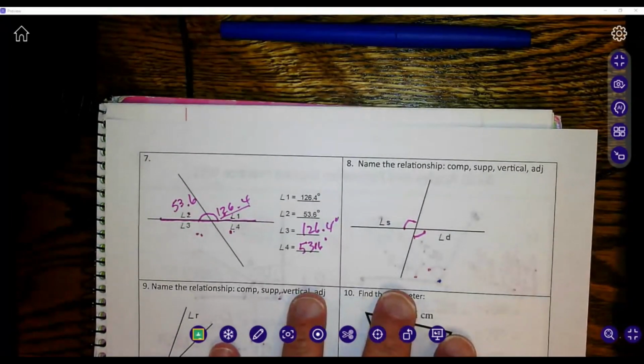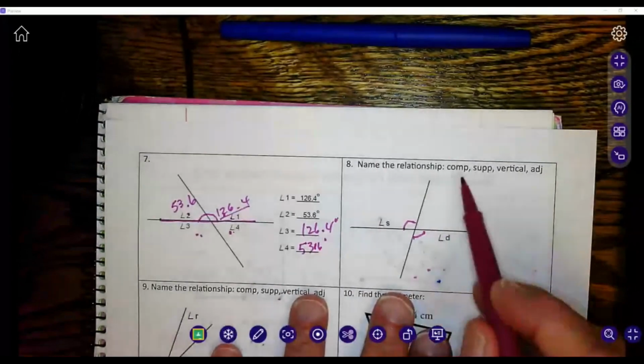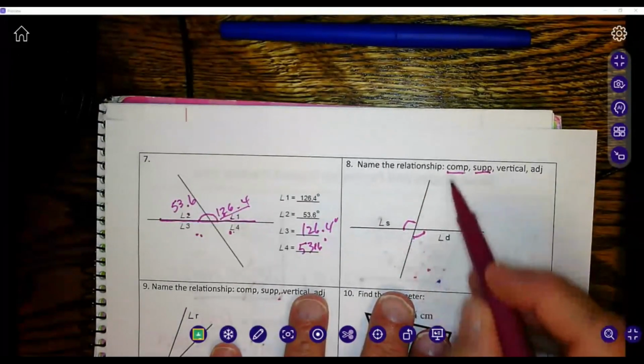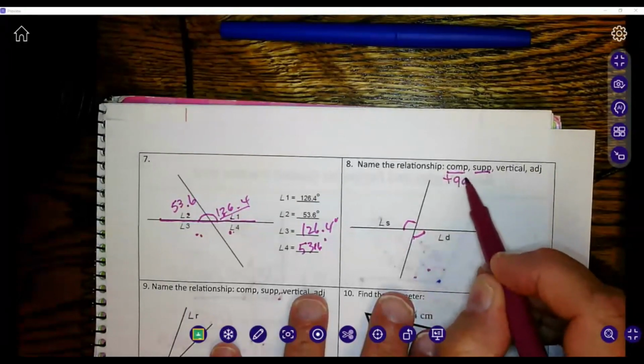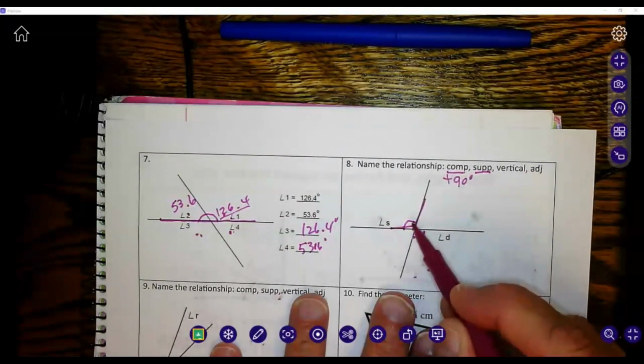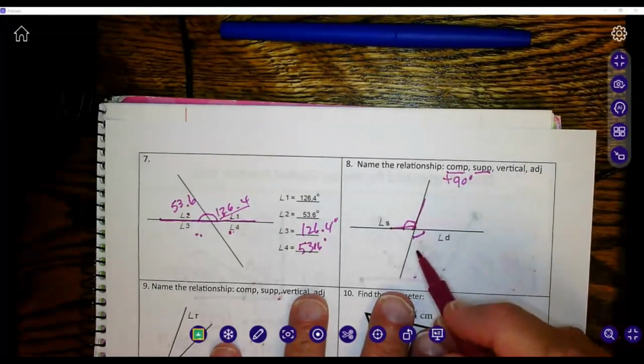Okay, let's be very careful. The word complementary and the word supplementary. Complementary means the two angles have to add up to 90 degrees. Well, that right there is already over 90 degrees just by itself.